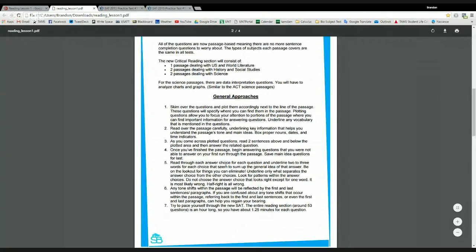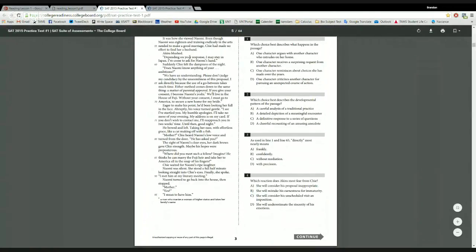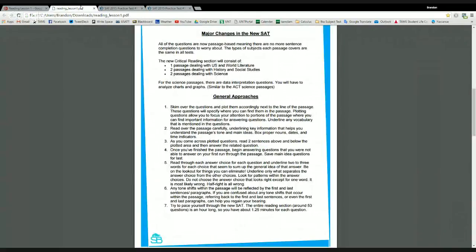Read through each answer choice for each question and underline 2 or 3 words for each choice. And that should sum up the general idea. And you can look for patterns by underlining and seeing which answer choice is correct, or which ones you can mark out, depending on one word. And keep in mind, if one word is wrong, then the whole answer is wrong. So underlining, for example, keywords, you just do like here: one character, you don't have to analyze that, but arguing your truth on your own, receiving a surprise, reminiscences. So you get the point about underlining.